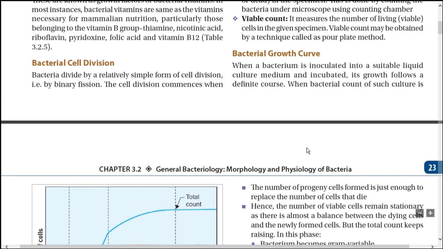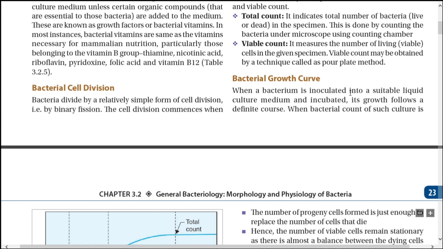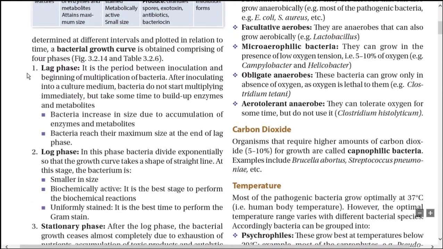The bacterial growth curve is similar to the logistic growth curve which we studied in 11th and 12th. When a bacterium is inserted in a suitable liquid culture medium in an incubator, its growth is observed as in the graph. The first phase is the lag phase. This is the period between inoculation and the beginning of multiplication of bacteria. After inoculation, bacteria do not start multiplying immediately, but they take some time to build up enzymes and metabolites. Bacteria increase in size due to accumulation of enzymes and metabolites, and they reach the maximum size at the end of lag phase. Lag phase is nothing but the preparatory phase.